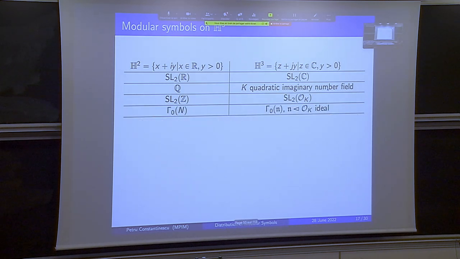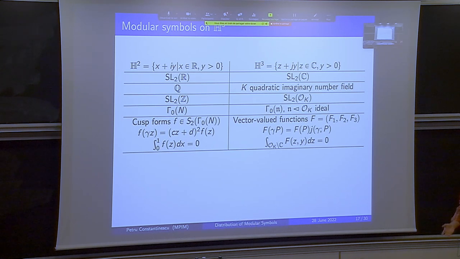And the congruence groups will be given by matrices where the lower left entries belong to an ideal. And the equivalent things of cusp forms of weight 2 will be vector valued functions. So they will be vectors with three values. And we want to have this condition under the action of gamma. So P is an element in the hyperbolic three-space, and we want it to behave like this. Of course, this can be shown explicitly, but here I'm hiding that they are of weight 2, whatever this means, and I want them to be cusp forms. So if we integrate over the lattice, they will be 0.